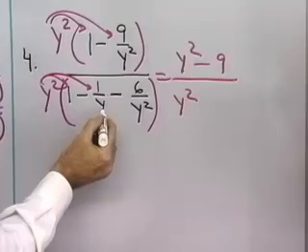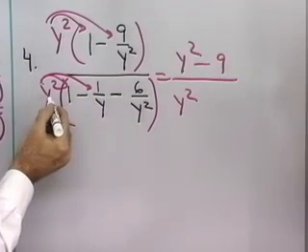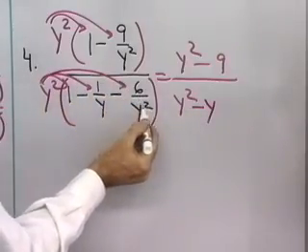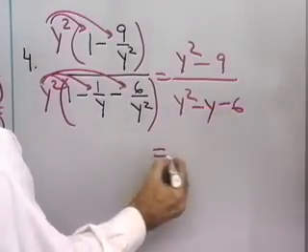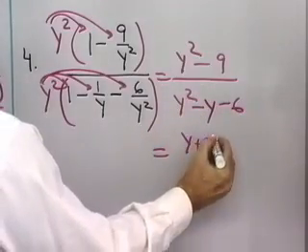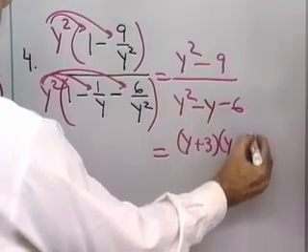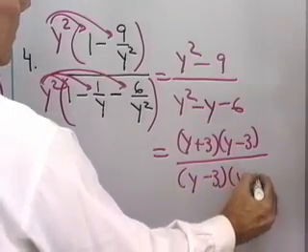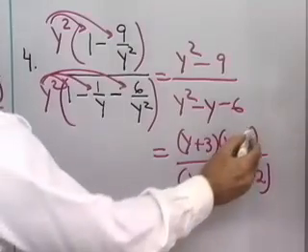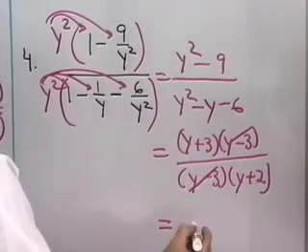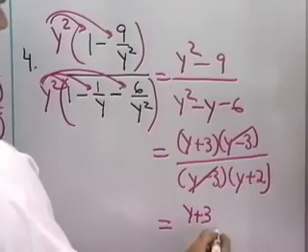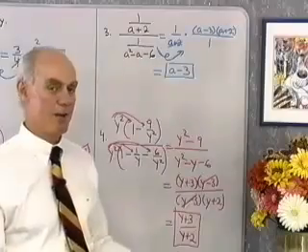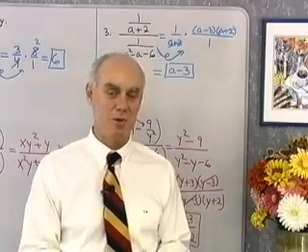y squared times 1 over y, that factor of y divides out with one of those two factors of y, leaving me with one factor of y. And y squared times 6 over y squared, just 6. Okay, numerator factors, y plus 3 times y minus 3. Denominator factors into y minus 3, y plus 2. My y minus 3's divide out, and I have left the rational expression y plus 3 over y plus 2. Okay, so there's a look at simplifying complex fractions by using two different methods.